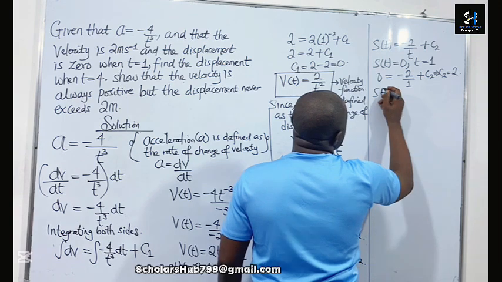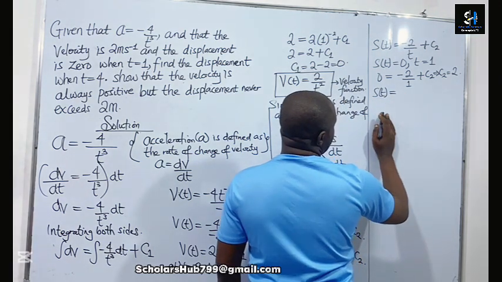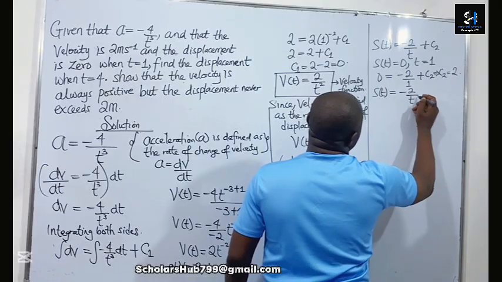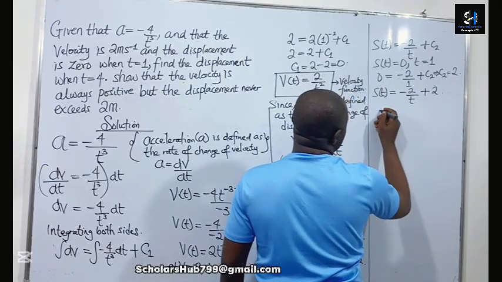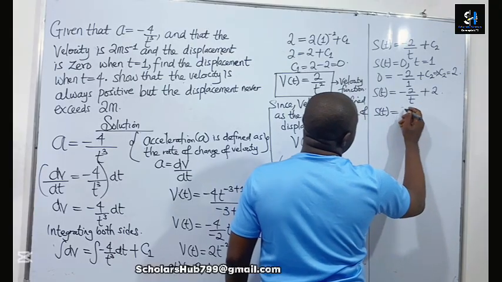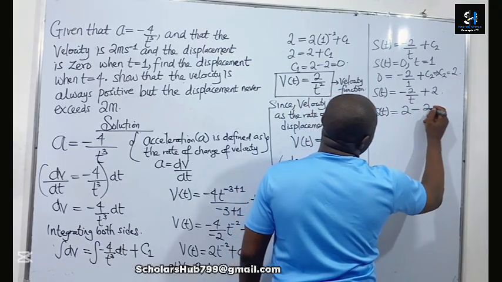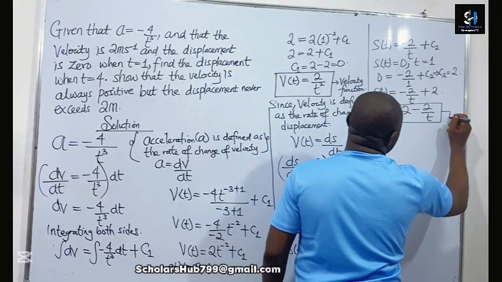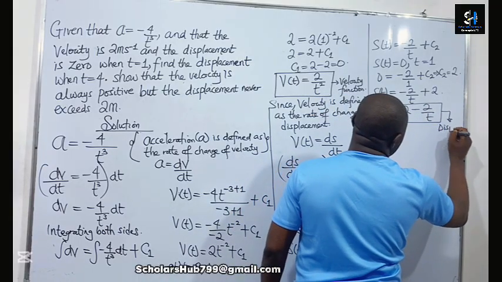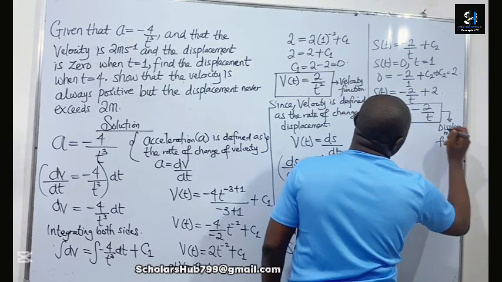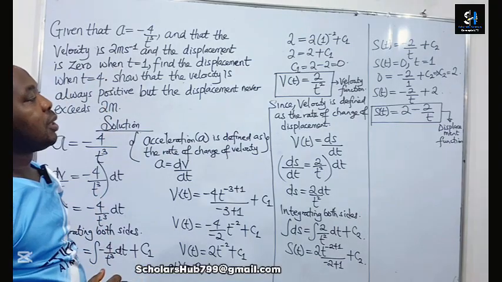So which means that the displacement function will be minus 2 over t plus 2. So I can write this again to be equal to 2 minus 2 over t. This is the displacement function. Okay, all right, now we are done.